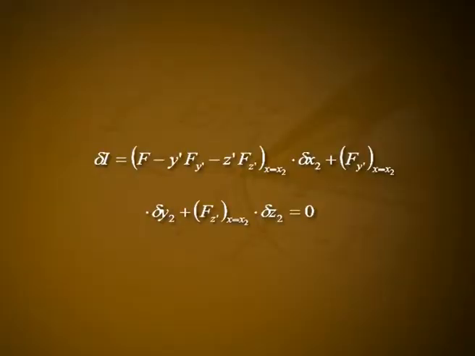delta I = 0 for an extremum, where delta I is the variation of I. This variation may be computed in precisely the same way as in the above section. Hence, delta I = 0 gives delta I = (f - y' f_y' - z' f_z') at x = x2 times delta x2 + f_y' at x = x2 times delta y2 + f_z' at x = x2 times delta z2 = 0. Let it be equation number 15 for an extremum.